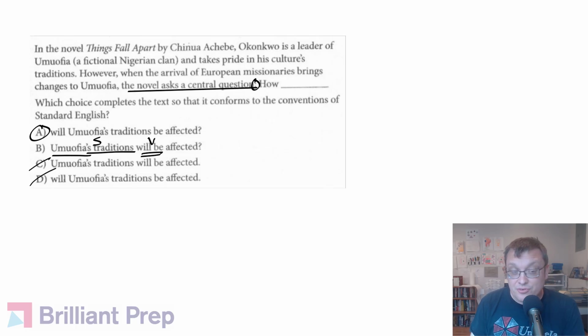And that's why the answer here is going to be A. Will Umuofia's traditions be affected? That is our verb. That is our subject. We have that inversion, which is what we need when we have a question, which we have here ending with this question mark. So best answer here is choice A.